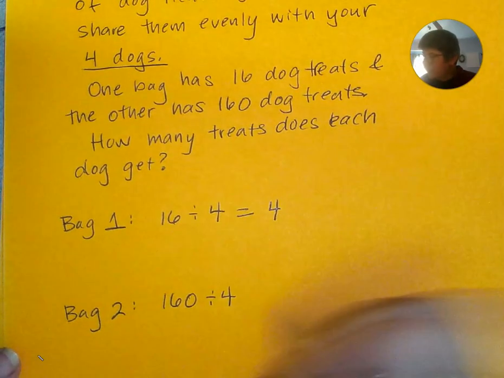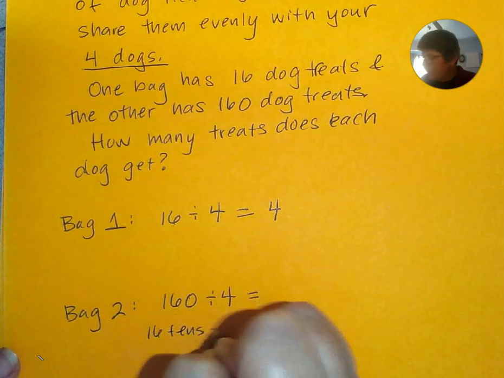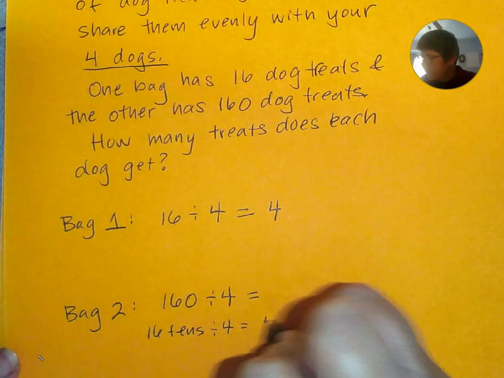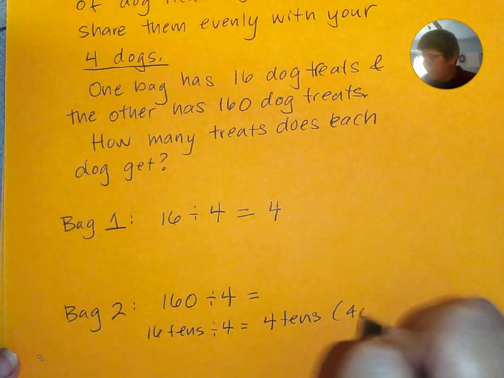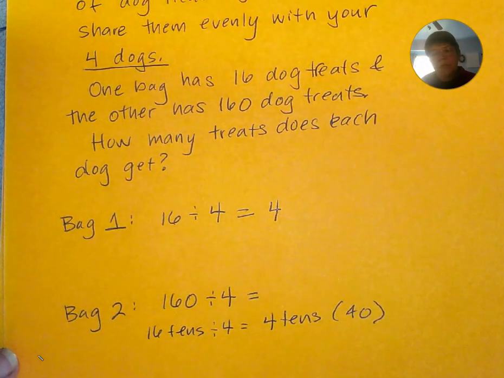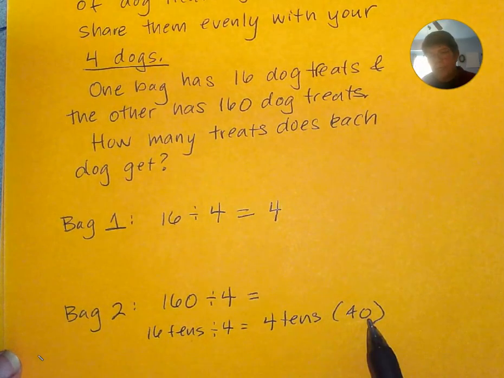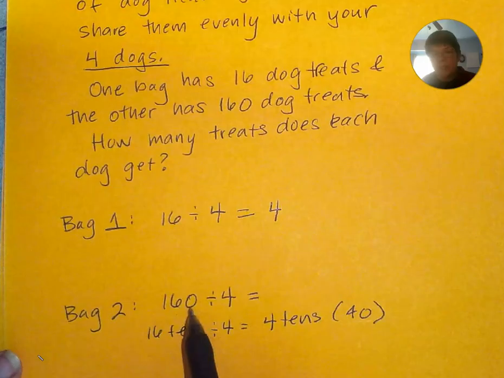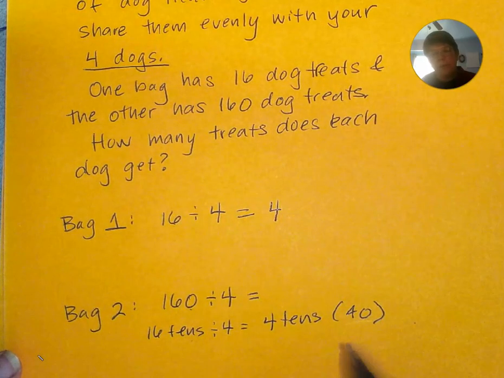So 160 or 16 tens divided by 4 is once again 4 tens or 40. Okay? So the reason that we're putting our tens here is so that we know that we're going to have 40 in the answer. Do you see that? It's like we have a 0 here, so now we have a 0 in our answer. 160 divided by 4 is 40. 16 divided by 4 is 4.